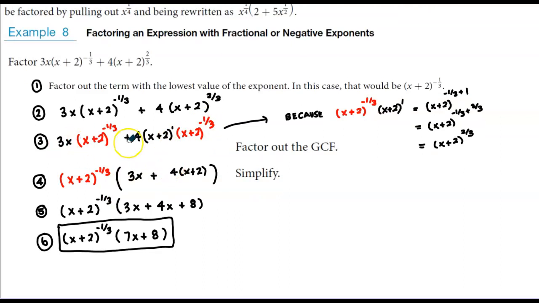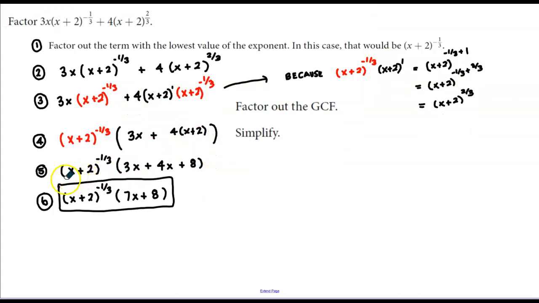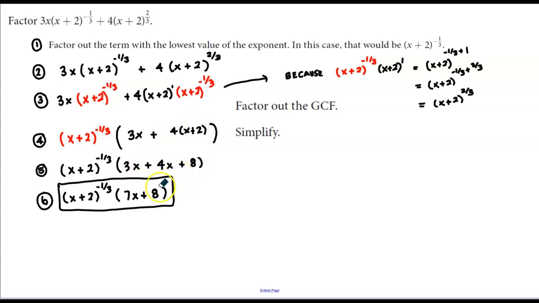And now in step 3, that allows us to move to step 4 by factoring out (x+2) to the negative 1/3 power. What's remaining is 3x, plus what's remaining over here is 4 times (x+2). So now that we have factored out (x+2)^(-1/3), we can then distribute the 4 to get 3x + 4x + 8, and then combine like terms. So we'd end up with (x+2)^(-1/3) times (7x + 8).